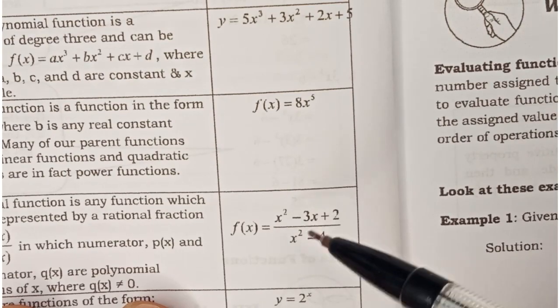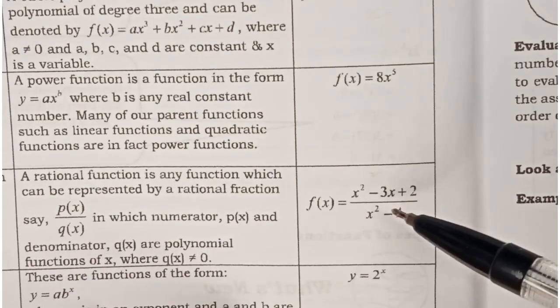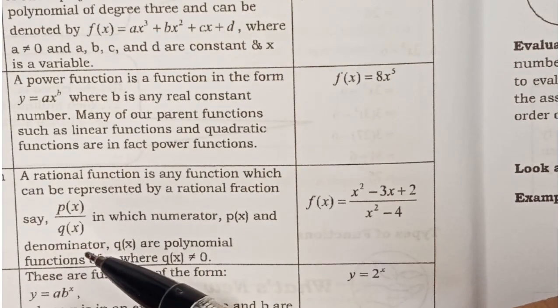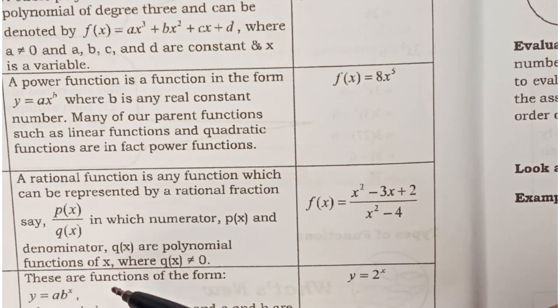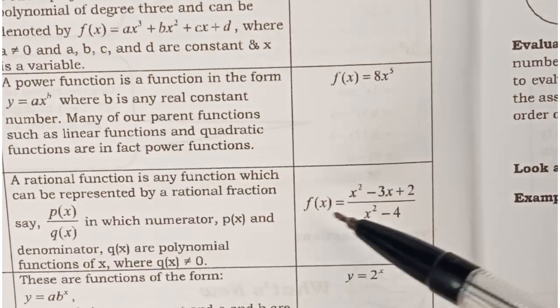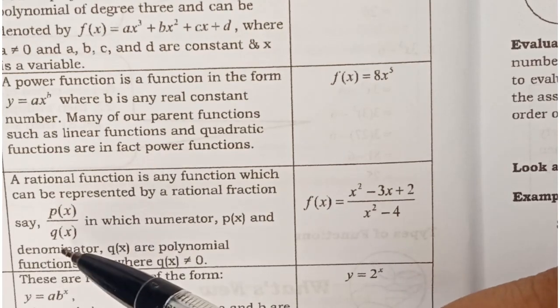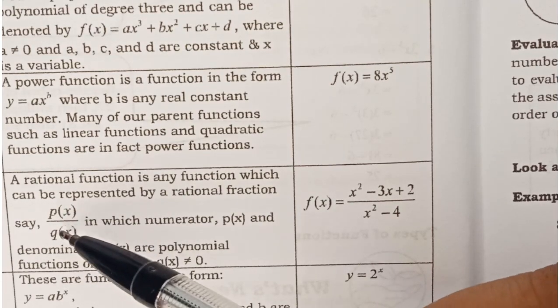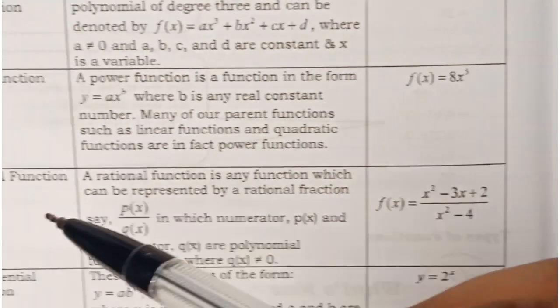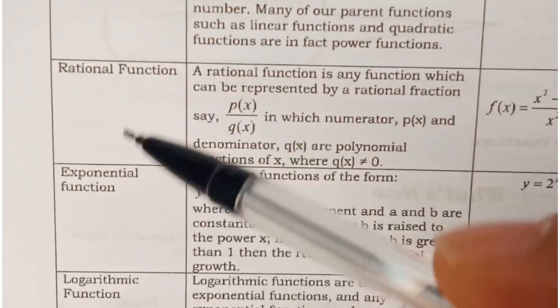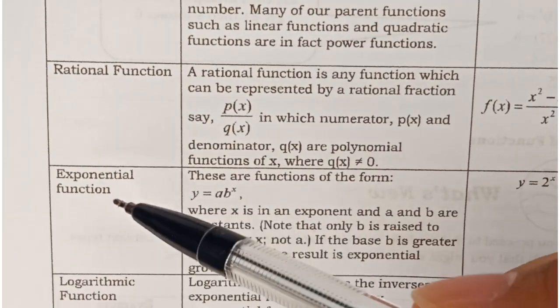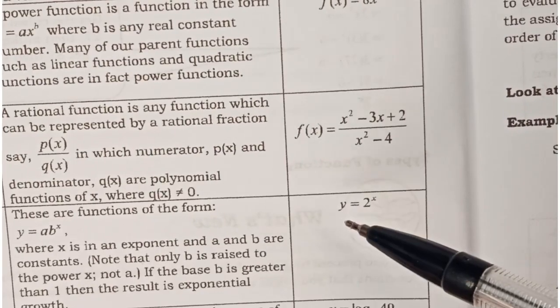Pag rational function, yung numerator niya is an expression, the denominator is also an expression. And the denominator should not be equal to 0. Okay? Ang numerator is a function. The denominator is also a function. And the denominator should not be equal to 0. Ganyan ang rational function.